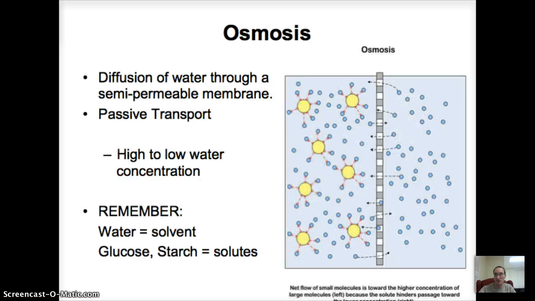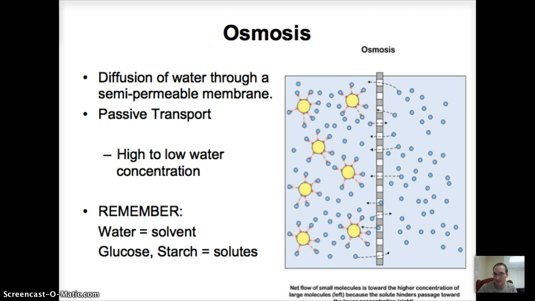Now, those three terms will be important for what we do with osmosis as well. And what I want you to know about osmosis is that it is the diffusion of water through a semi-permeable membrane. Now, a semi-permeable membrane is basically a membrane where some things can pass through and other things cannot.